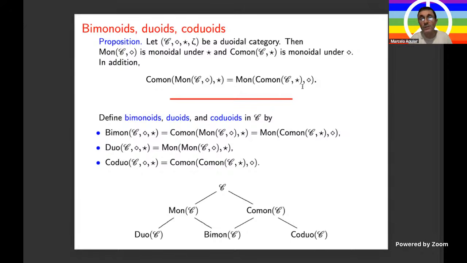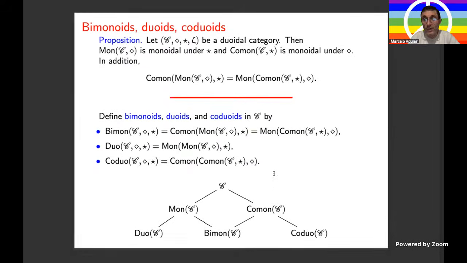All right, so this gives rise to these three definitions. We can speak of bimonoids in a duoidal category as either comonoids in the category of monoids or monoids in the category of comonoids, as indicated here. But you can also look at duoids and coduoids. What are they? Well, duoids are monoids in this category. So monoids with respect to star in the category of monoids with respect to diamond. Those are duoids. And similarly, or dually, you have the notion of coduoids.